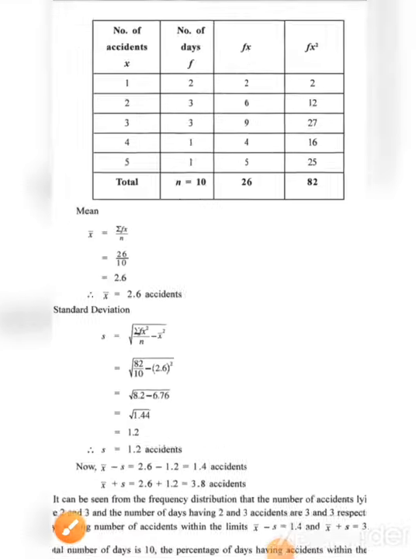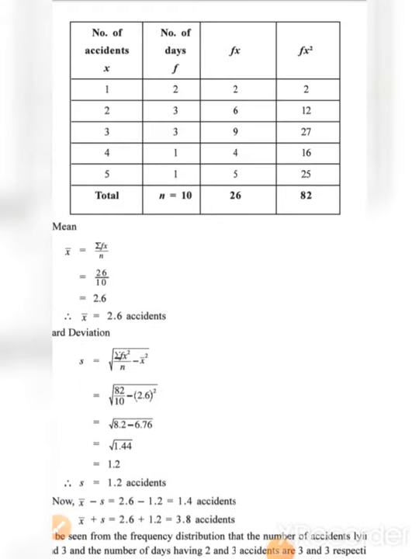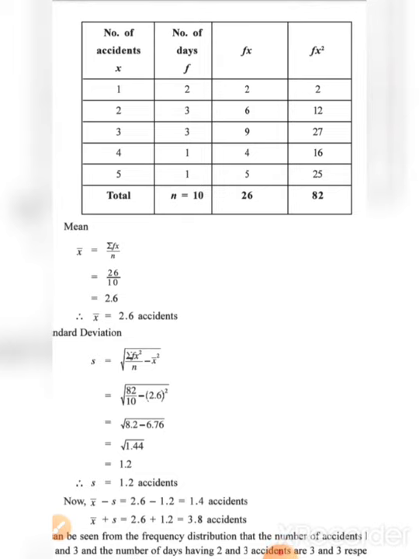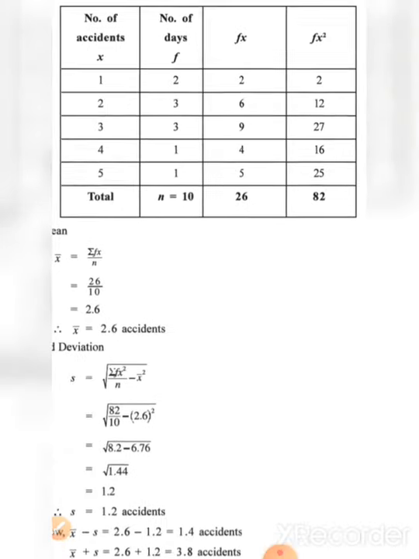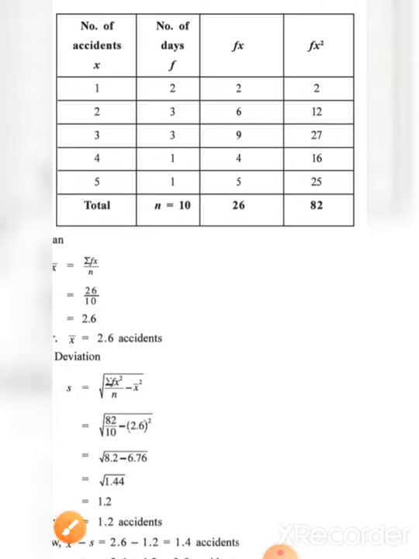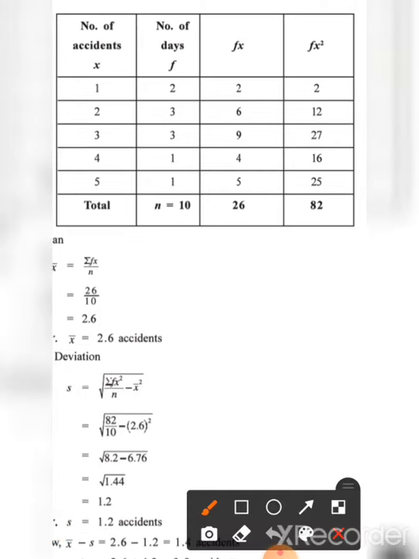Okay, now we'll see how to find those things. We'll prepare the table for the same, to find the mean and the standard deviation. So what has been given in the sum? They've given us the number of accidents, denoted by xi. We have all the numbers which have been given, that is 1, 2, 3, 4 and 5.